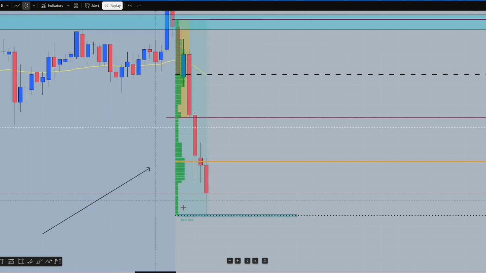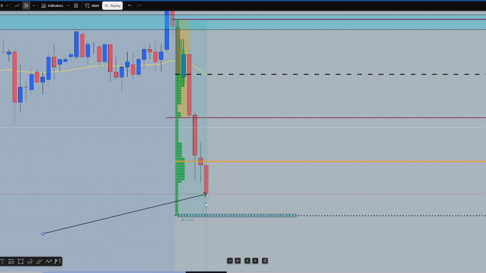That's my main goal. So right now, if I'm looking at the profile, point of control just moved outside of the ORB. That can be looked at as a good sign, because point of control can be looked at as fair value. So you can say right now that fair value is being accepted lower. It's outside of the ORB low, and fair value is being accepted down here. But at the same time, if I'm ever going short or long, I need it to be out of the profile, so I need it to be below this value area low.